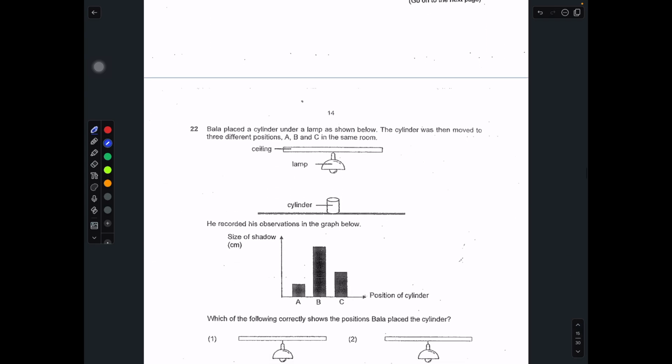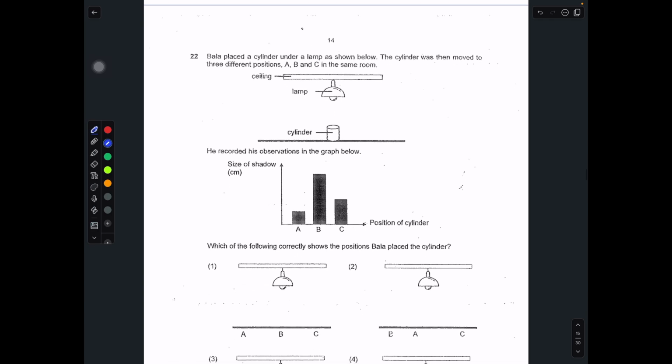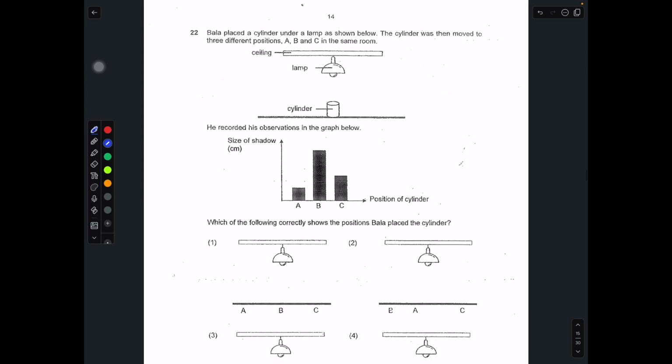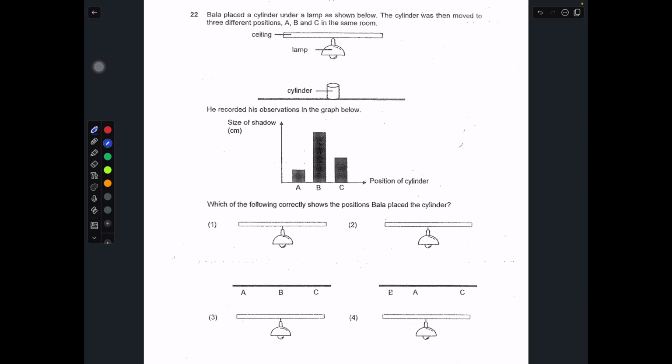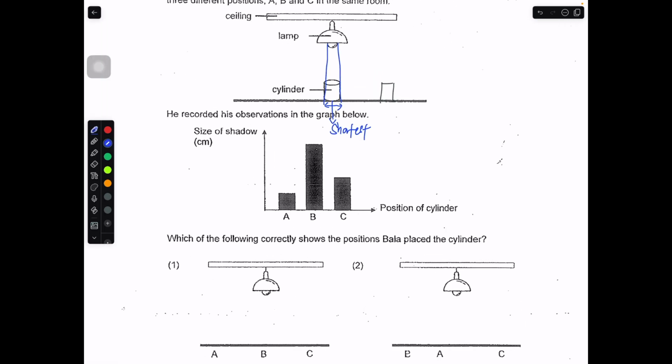Bala placed a cylinder under the lamp as shown. The cylinder was then moved to 3 different positions A, B, C in the room. He recorded his observation. This is a slightly different question. If you have a cylinder placed directly under the lamp, the shadow will always be the shortest. If I were to move this same cylinder over here, you can take it as the length of the shadow is this. If I were to put this here and do the actual measurement, this will be the length of the shadow. You can see the length of the shadow is a lot longer than this. If I were to compare them, then this must be shorter.